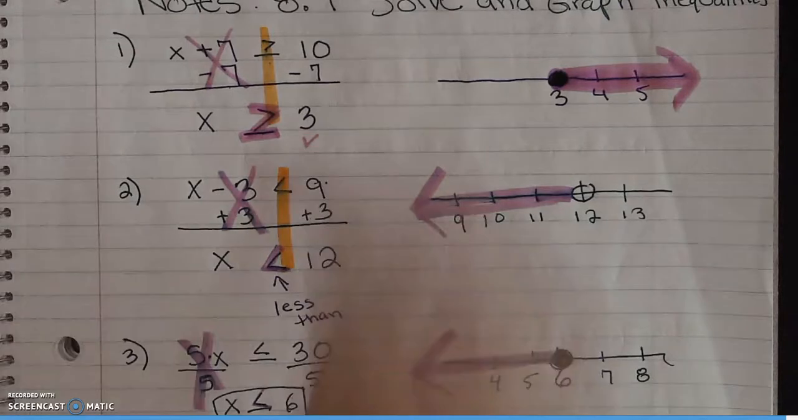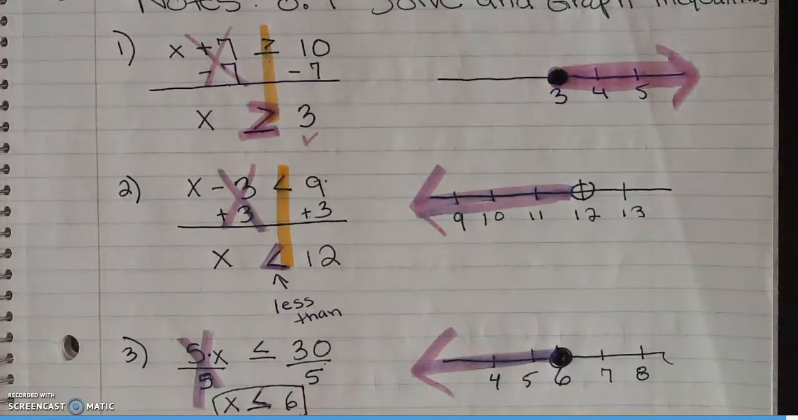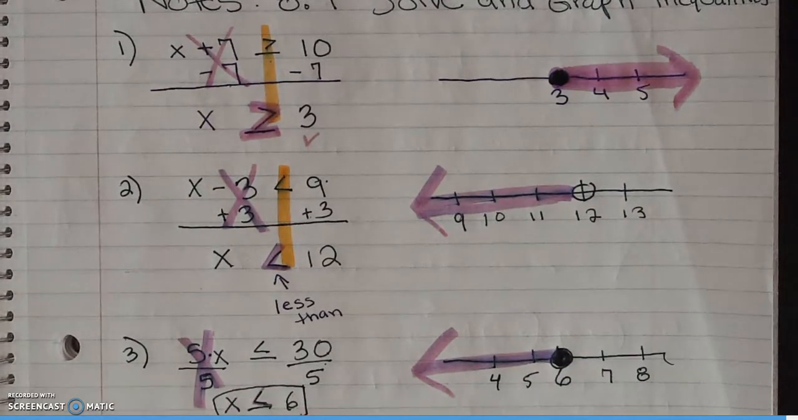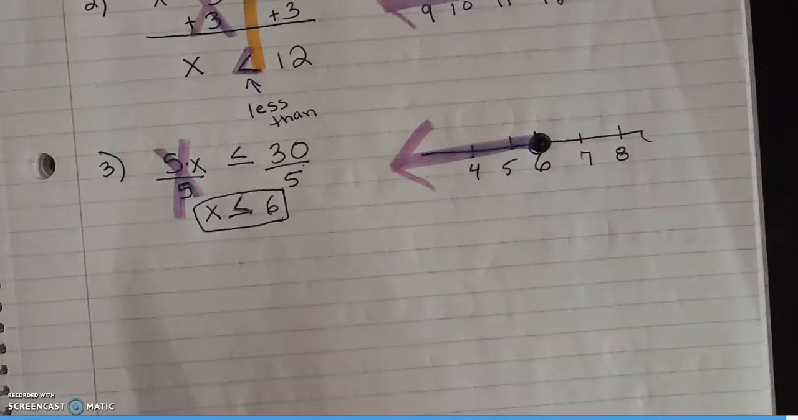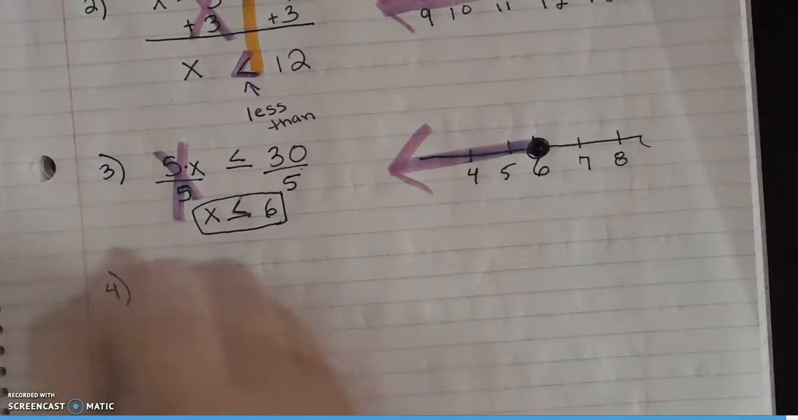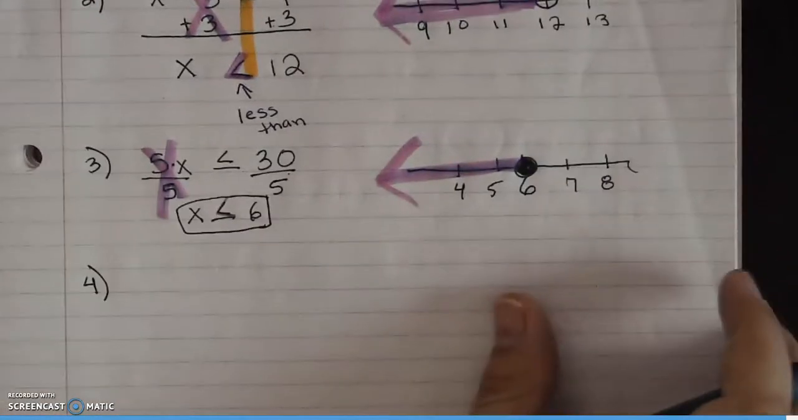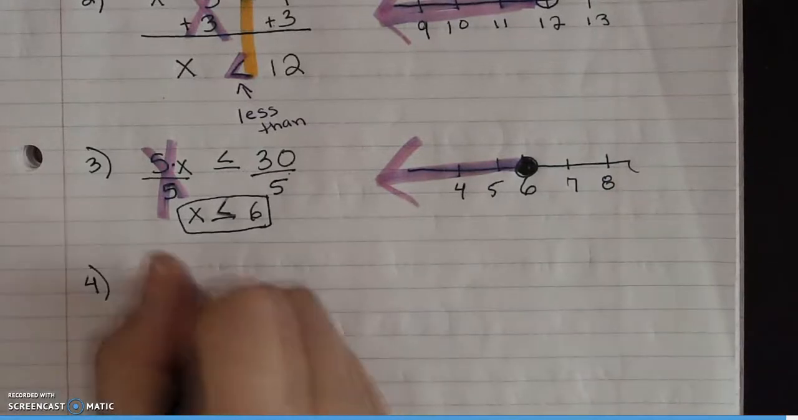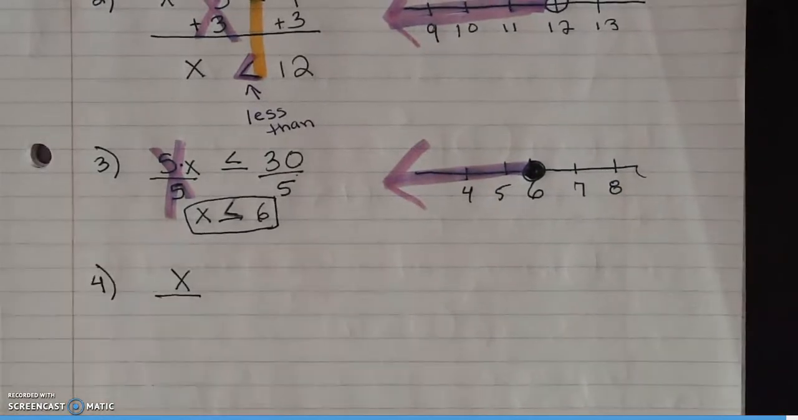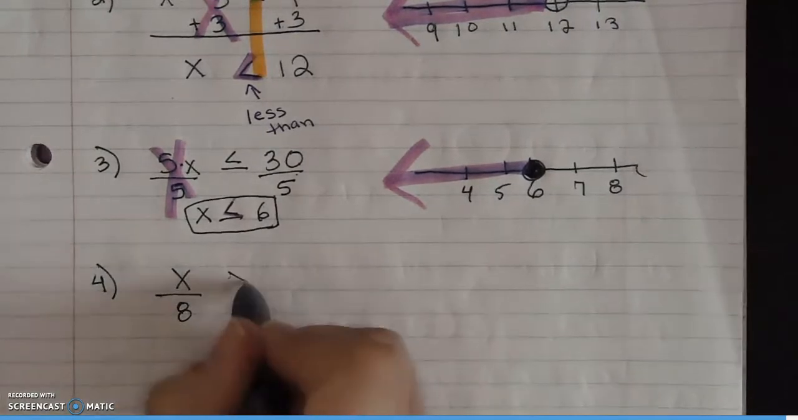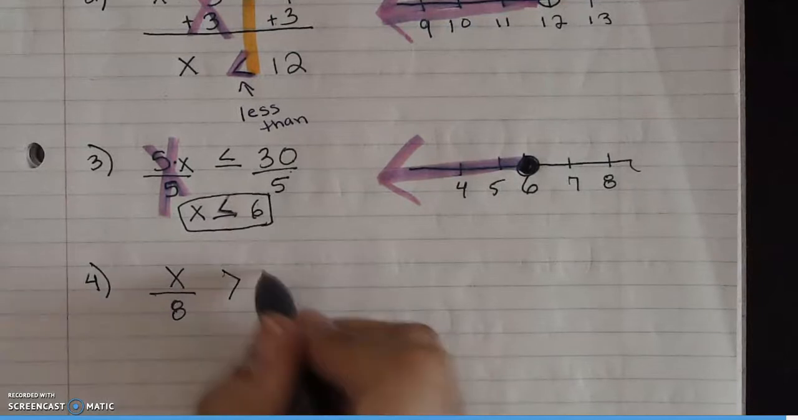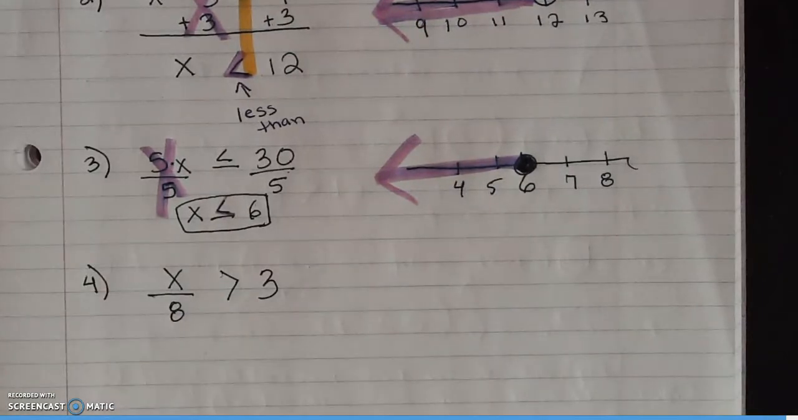So we already did adding, subtracting, multiplying, and we're missing one more operation. Yes, that would be division. So let's go ahead and give you one last example. So if I have x divided by 8 greater than 3. How can I solve this?